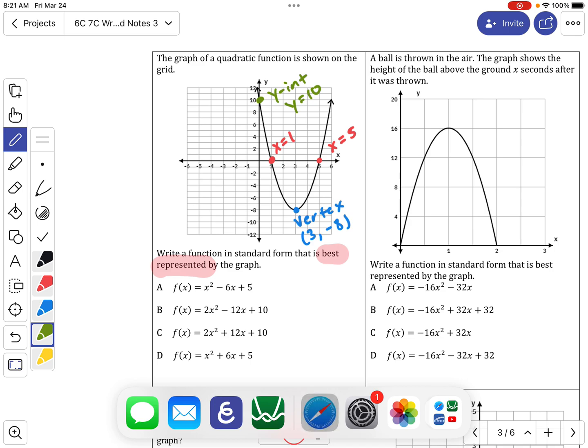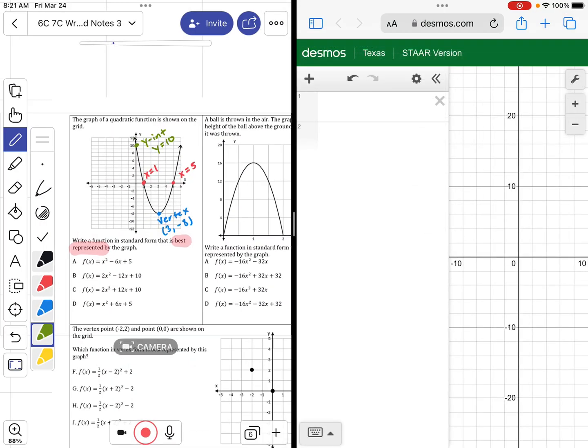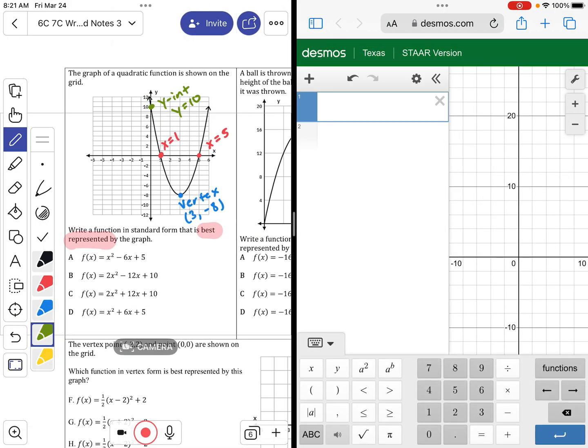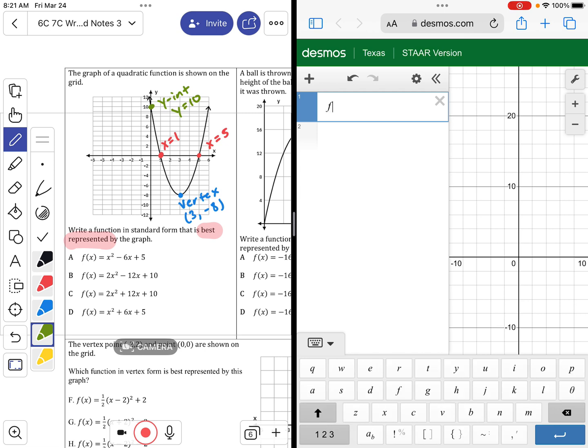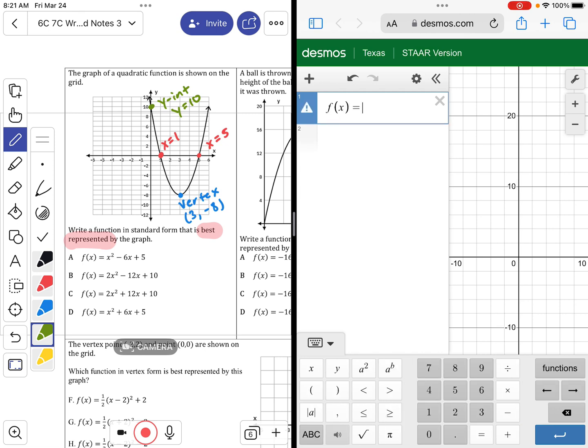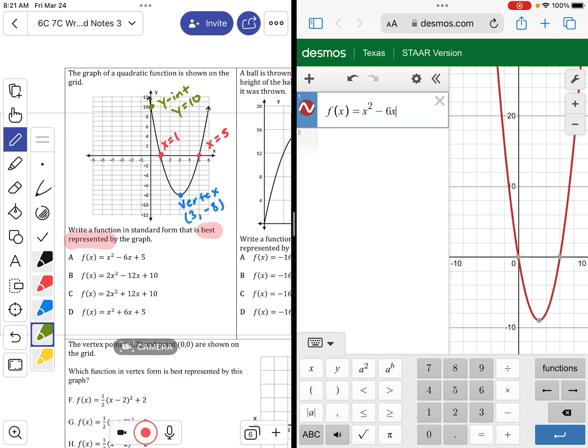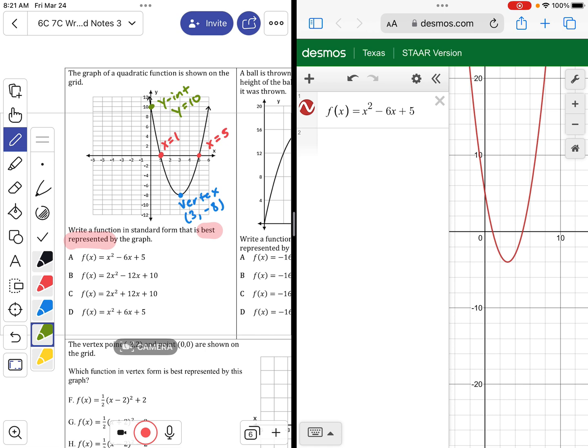If you don't have Desmos opened up already, go ahead and pause and open it up. I'm going to start typing in answer choice A to see if it works out. I have a graph. It almost looks similar, but let's double check and make sure this is the right answer by clicking on those important points.